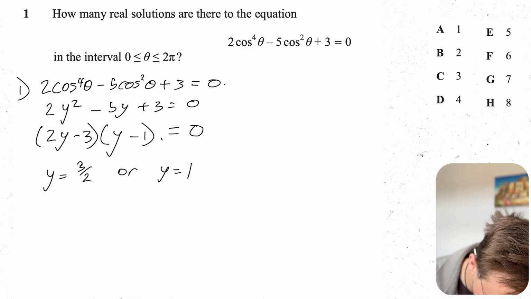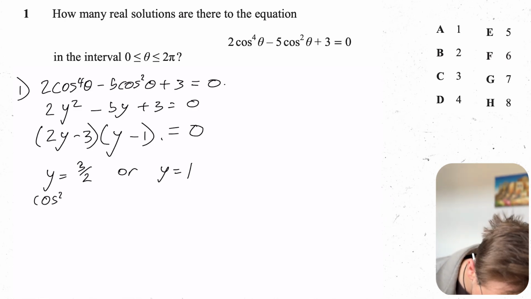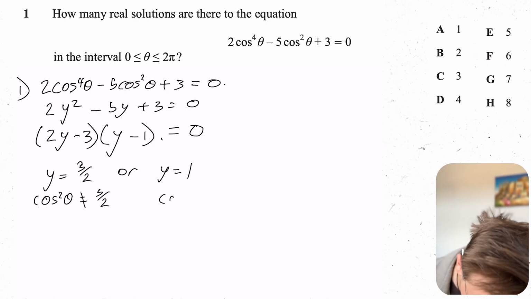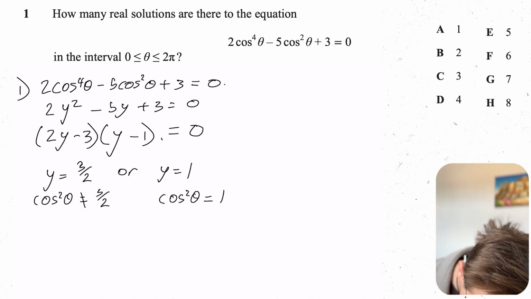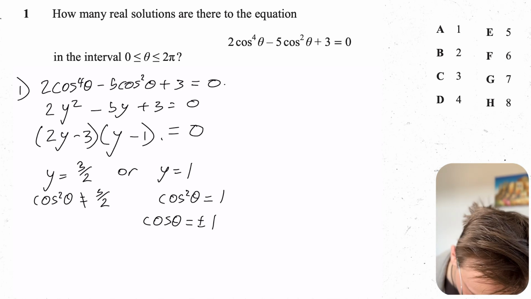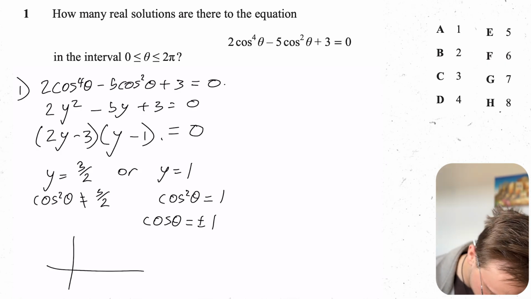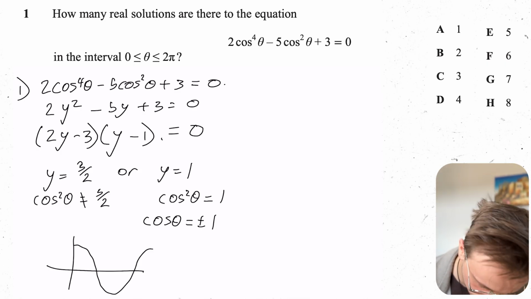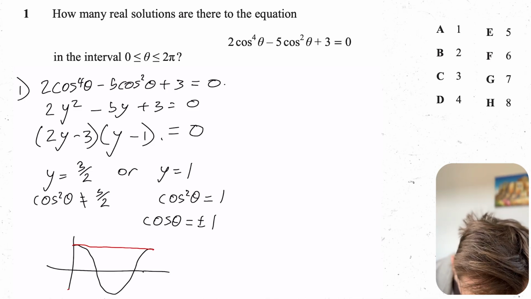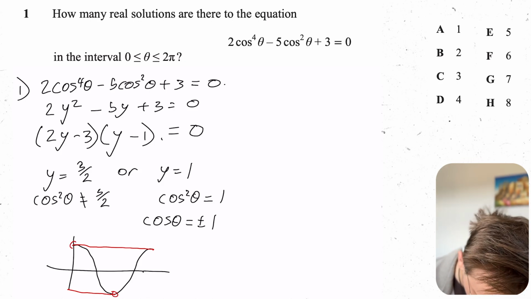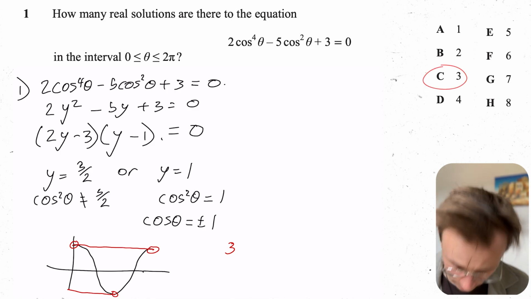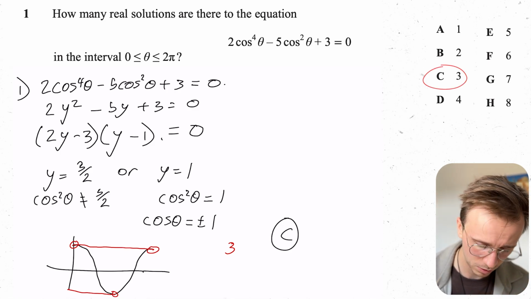Now, we can't have y equals 3 over 2 because cos squared theta only goes between minus 1 and 1. So we must have cos squared theta equals 1, so cos theta equals plus or minus 1. And if that's true, how many solutions do we have between 0 and 2 pi? We want here and here, so we have one solution down here, one here, one here. That's 3 solutions, so I would go with answer C. Okay, question 1 done.